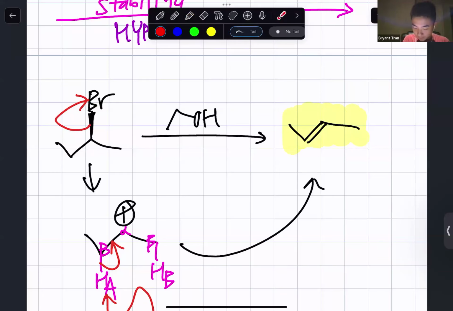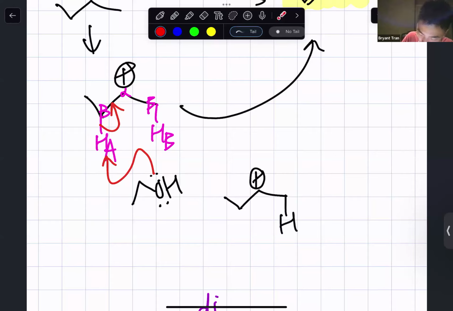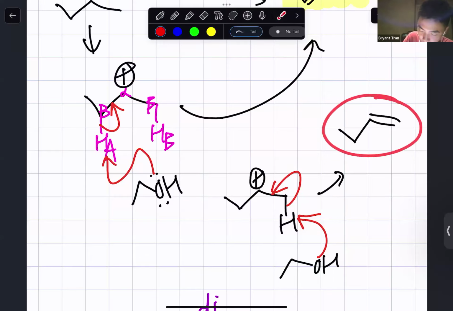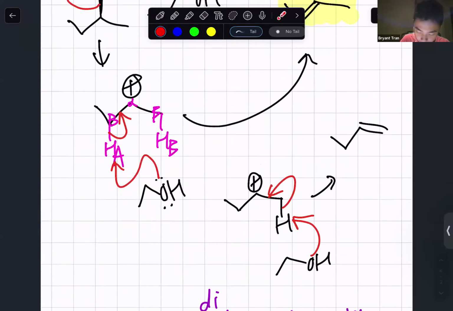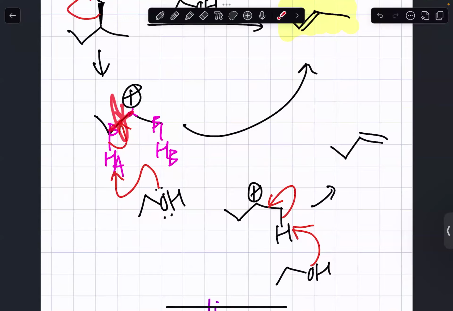Okay. That's not the only E1 product that we can get though, right? Because we could also grab hydrogen B, which if we did, we would get this alkene right here. We grab that proton, the bond between that proton and carbon will go there to make that double bond. So that's the other E1 product. And we have one more E1 product here, right? And this other one can be a little bit tricky to see, because can this bond here rotate like that? Yes. Yep, it can.